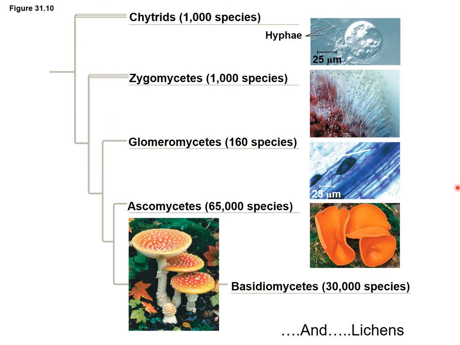Let's look at the individual groups. If you had already read the chapter or reviewed the slides previously, we know that there are several major phyla of fungi. We have the chytrids or the Chytridiomycota, the Zygomycetes or Zygomycota, the Glomeromycetes or the Glomeromycota, the Ascomycetes or the Ascomycota, and the Basidiomycetes or Basidiomycota. And then there's the lichens. So we're going to talk about reproduction in each one of these. Let's start with the chytrids or the Chytridiomycota.